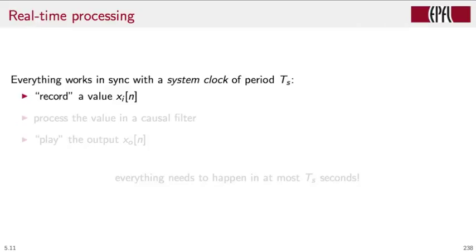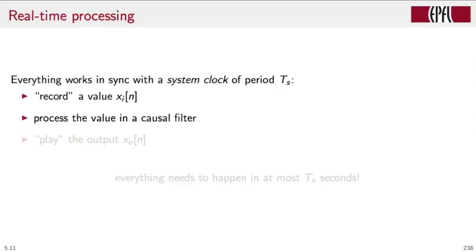When we talk about real-time signal processing, we indicate a situation where the maximum time that we can spend to process one sample is indicated by a system clock of period TS. We haven't really talked about sampling and interpolation. We will do that in the next module, but you already know that to process a real-world signal, we will have to record that in the form of samples, and we will record a sample every TS seconds.